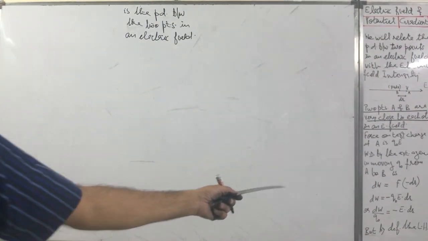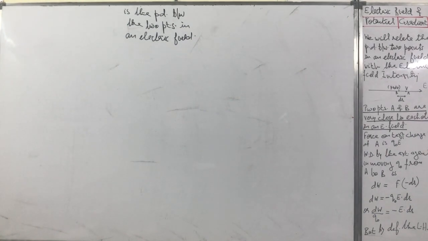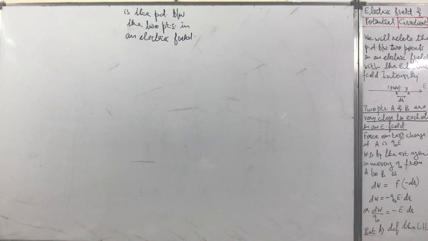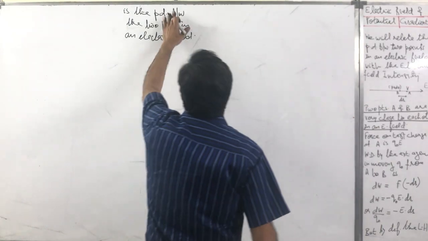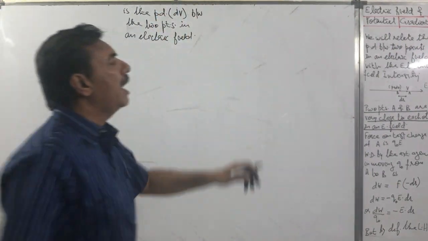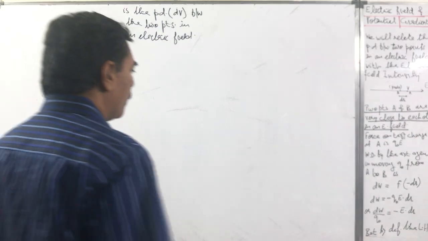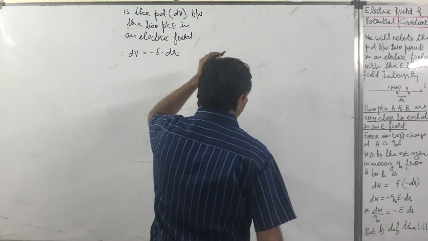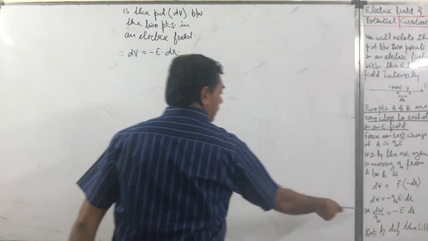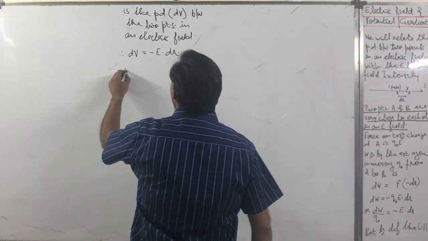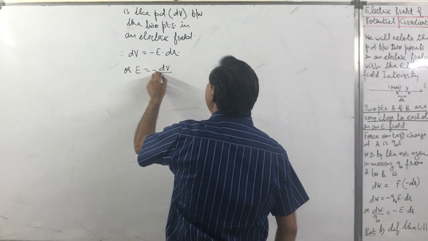The work done to move a unit positive charge, which is dW by Q naught, represents the potential difference between any two points in an electric field. And this potential difference, let me call it dV, represents the potential difference between the two points in an electric field. Therefore, dV is equal to minus E dr, or E is equal to minus dV by dr.